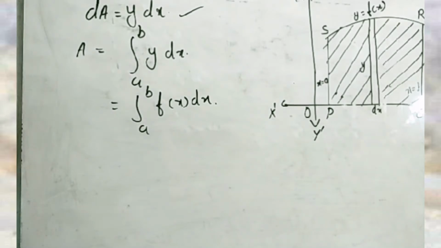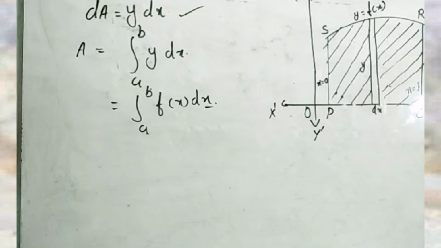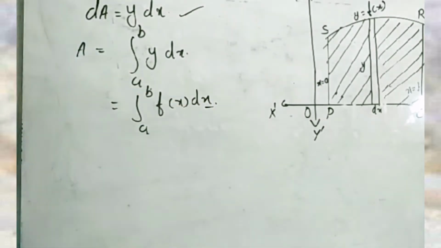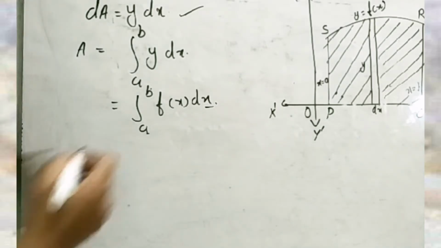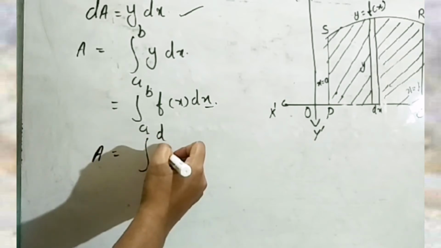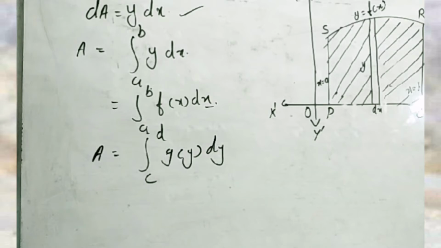Here the integration is with respect to x. So the interval of integration is also the variation of x. The interval of integration, you should write as the variation of x if you are doing the integration with respect to x. We have one more formula, that is A is equal to integral c to d g of y dy.